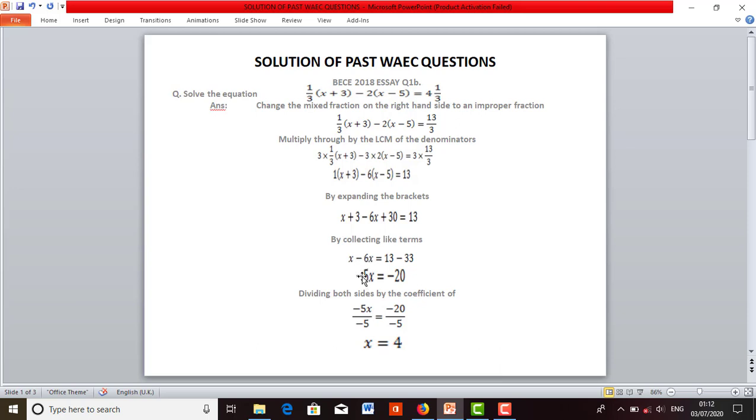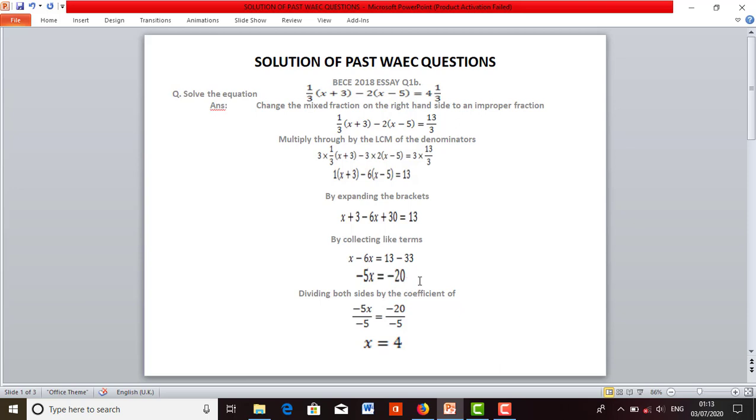Therefore x minus 6x gives us minus 5x, which is now equal to 13 minus 33, it's minus 20. The same thing happens here as well. When the signs are not the same, this is plus 13 and this is minus 33, we subtract and put the sign of the bigger number. You notice 33 is bigger than 13. Therefore, when we subtract 33 and 13, we have 20. So 33 is bigger, its sign prevails in the answer. Therefore, we are left with minus 5x equals to minus 20.